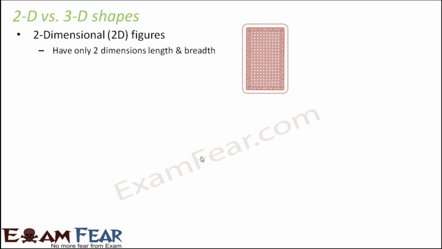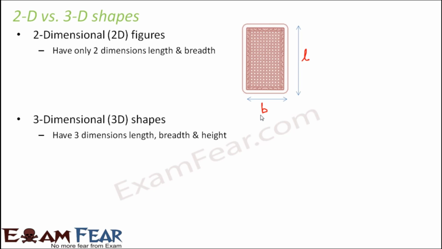I'll take one example and I will show you how 2-dimensional objects can together make a 3-dimensional object. This playing card is a 2-dimensional object. Why? Because we just have length and breadth to define its size. If this is the length and this is the breadth, only 2 dimensions are needed to define the size of this playing card. Now when I talk about a 3-dimensional shape, it should have 3 dimensions, length, breadth and height. Now I will show you how using multiple playing cards we can make a 3-dimensional shape.